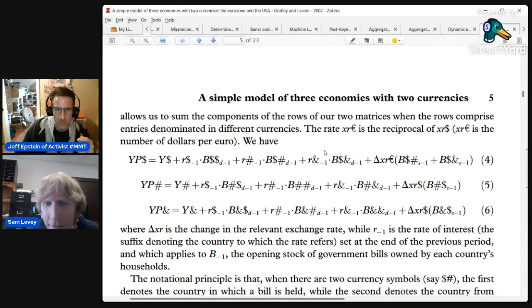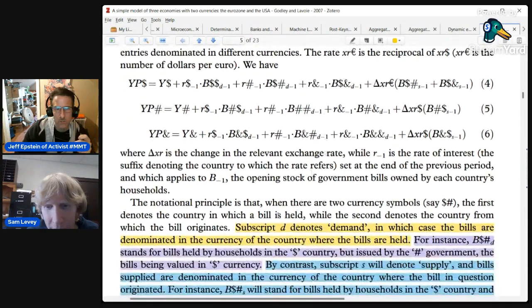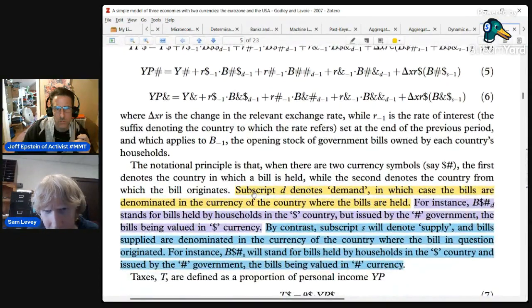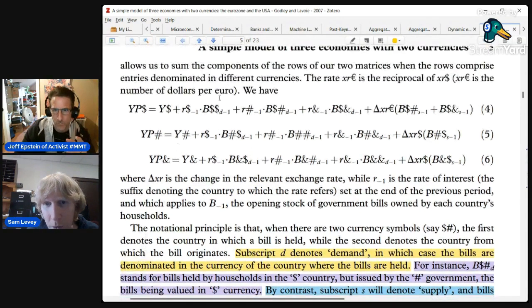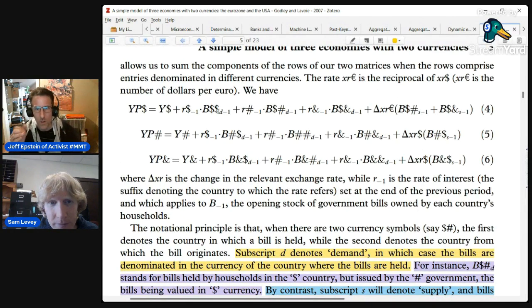I think this is a part that I skimmed, and I believe that what you want is right here. Subscript D denotes demand, in which case the bills are denominated in the currency of the country where the bills are held. Yes. But subscript S denotes supply, and the bills supplied are denominated in the currency of the country where the bill originates. Oh, okay. Okay, so the bill, all right.